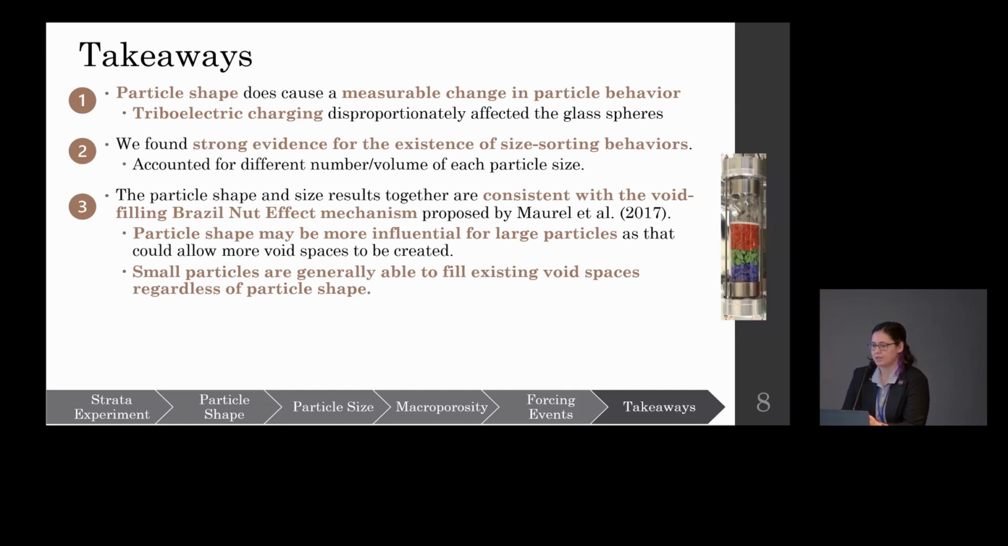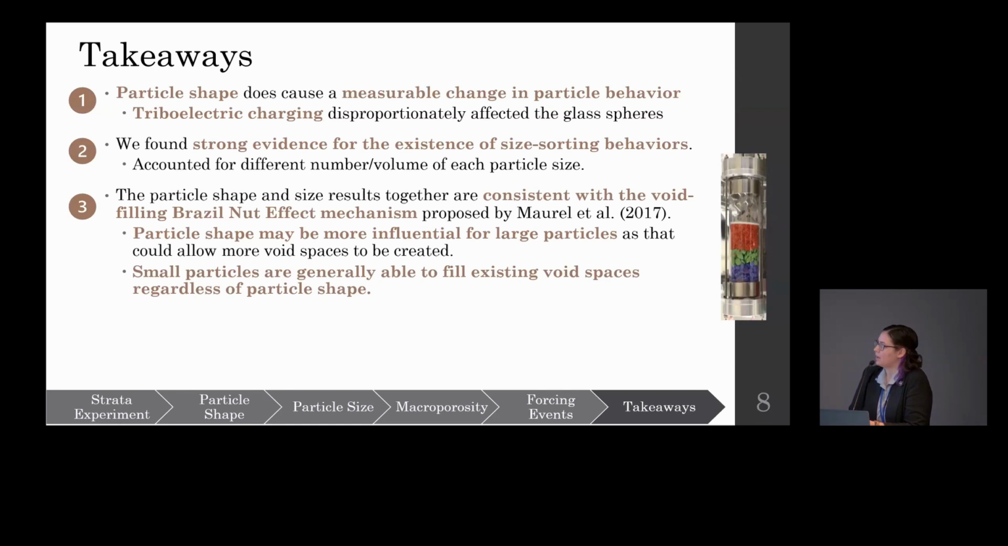And so we're seeing this picture where the particle shape may be more influential for those large particles, such as the shards, so that they can create the void spaces. But regardless of shape, both the small particles, the small spheres and the small shards, are able to move in and out of those void spaces.